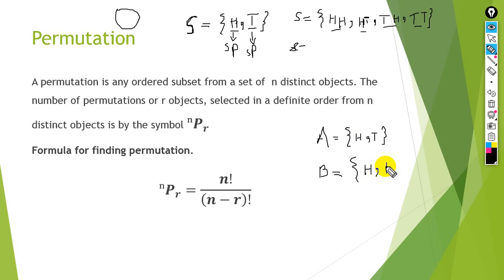Or it may be tail. So now what will be the sample space for this? So sample space means the Cartesian product of A and B.